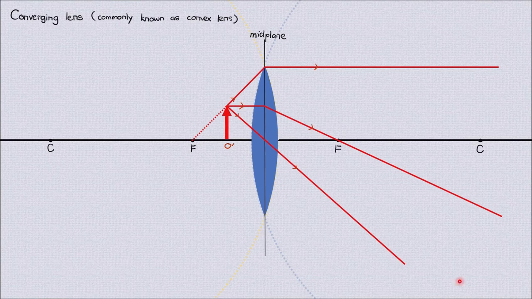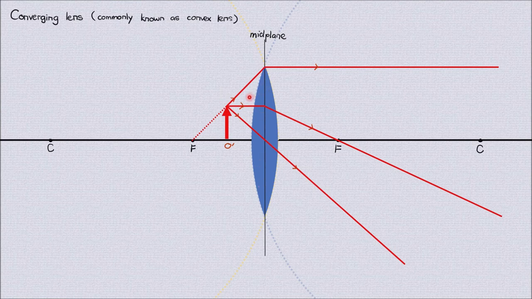So the first ray will be a ray parallel to the optic axis. Then it will refract, bending towards the focal point behind the lens. The second one will be a ray that is passing through the center of the lens itself. In that case, you can just think of it as not bent at all, so it just travels in a straight line. There is bending, but it's negligible. You cannot observe it from the outside if it's just a thin lens.